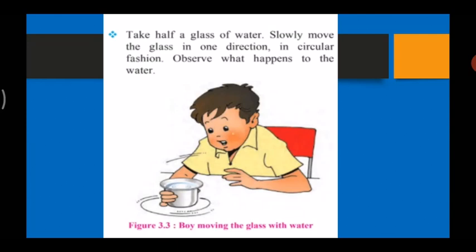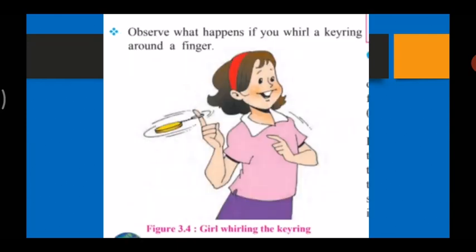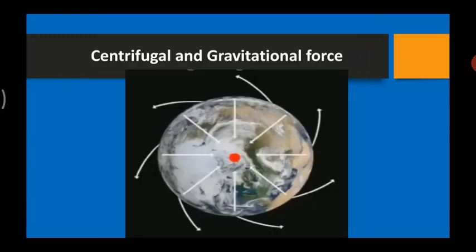Let's move forward. The next activity is take half a glass of water. Slowly move the glass in one direction in a circular fashion and observe what happens to the water. The next activity is observe what happens if you whirl a key ring around a finger. Let's move forward.